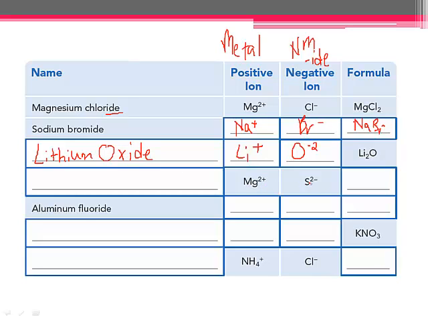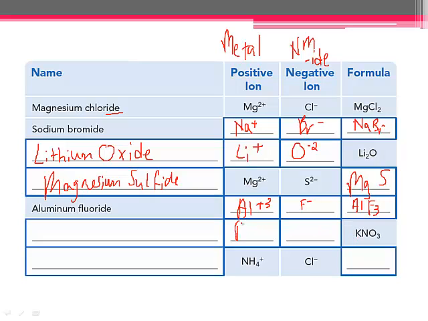Here, magnesium and sulfur have a 1-to-1 ratio, so it's just MgS. And the name would be magnesium sulfide. Aluminum fluoride. Aluminum is +3. Fluorine is -1. So we know that in order to balance out that +3, we need 3 fluorines.